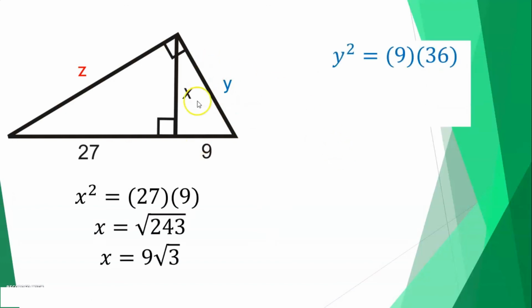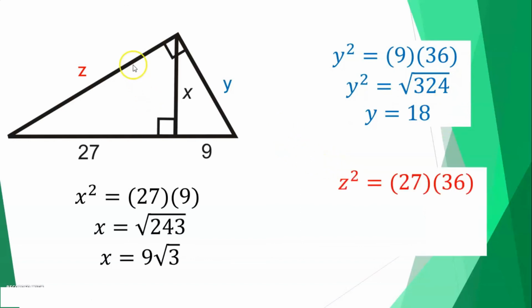Another. To solve for y, y is a leg. So y is the geometric mean of the hypotenuse, which is 27 plus 9, which is 36, and the segment adjacent to y, which is 9. Simplifying this, we get the square root of 324, so y here is 18. Another. Now, z is the geometric mean of 27 plus 9 and the segment adjacent to z, which is 27. So the square root of 972, that's 18 square root of 3. So take note.